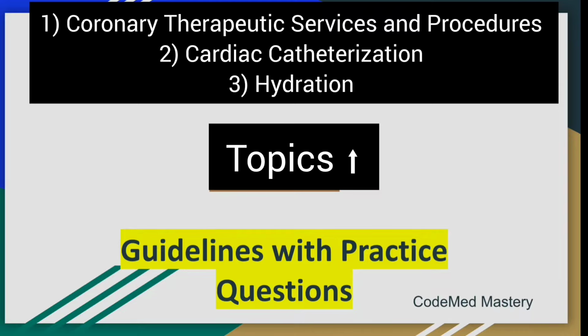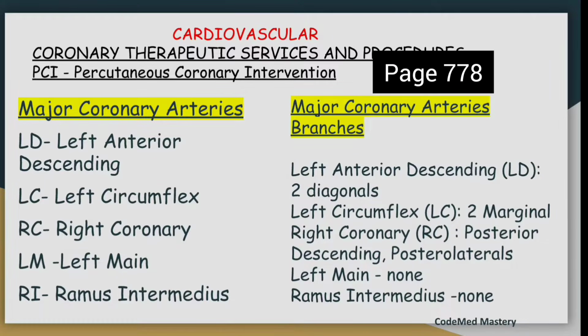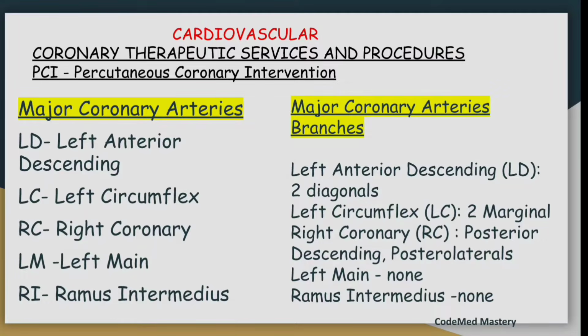So let's begin. Keep your CPT book ready, highlight important guidelines and codes and also take notes. First, let us start with coronary therapeutic services and procedures, that is PCI, percutaneous coronary intervention. This section is present in your CPT book, page number 778, Medicine Cardiovascular.